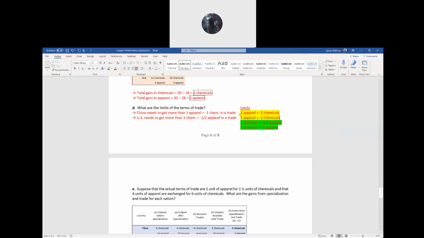The exchange could be, to benefit both countries, one apparel equals something in between one chemical and two chemicals, or the exchange rate could be one chemical equals something in between one half apparel and one apparel. So the limits mean that those are the limits. So one apparel equals 1.5 chemicals would work, or one chemical equals 1/3 apparel would also work. Something in between those, right? Okay.